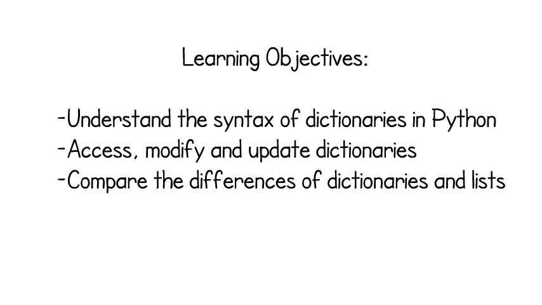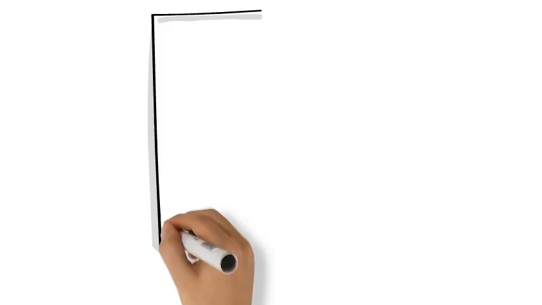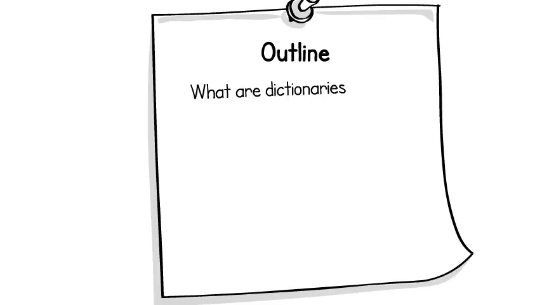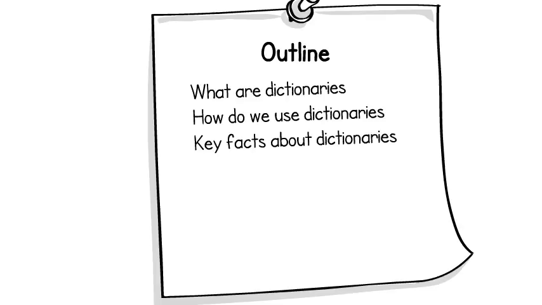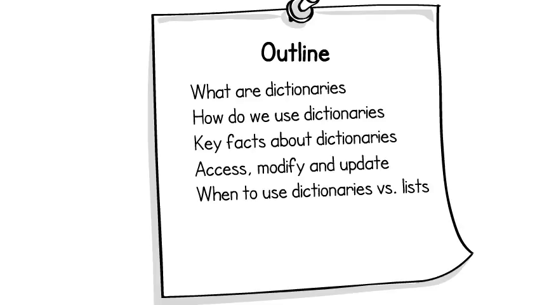By the end of this course, you'll be an expert in understanding the syntax of Python dictionaries and being comfortable with key-value pairs. You'll also be able to access values using their keys as well as modify and update existing dictionaries. Finally, you'll be able to compare the difference between dictionaries and lists. Here's an outline of all the things we will learn in this course. Don't worry, it looks like a lot, but we'll have quizzes in between to review each topic.